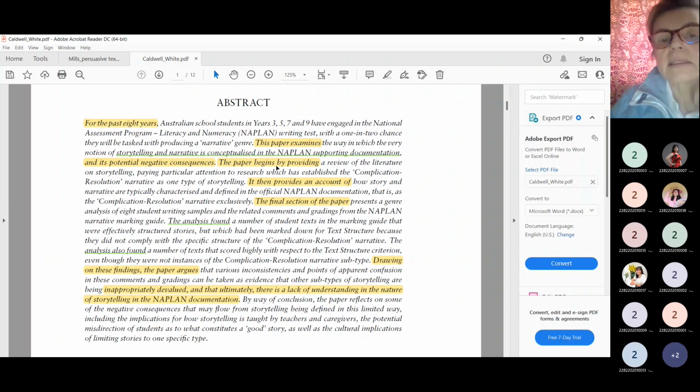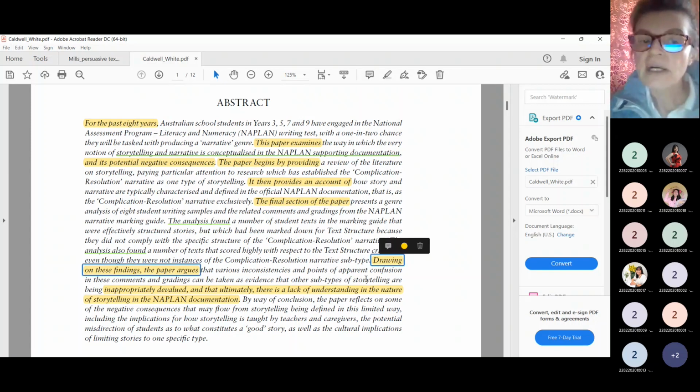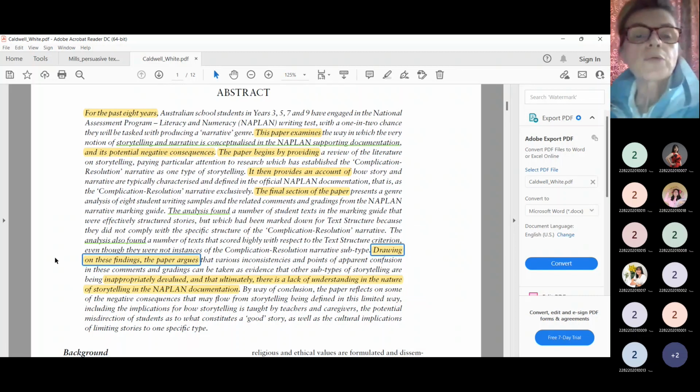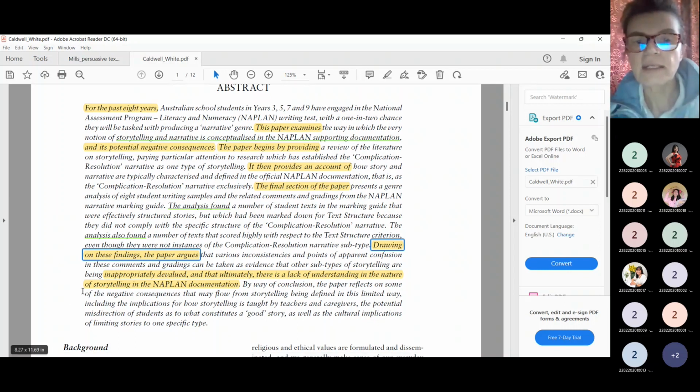Right, so then they say what they've done. They've done this, they've done that. Then, beautifully, this is a developmental stage. Now, look at the way they started the resolution. Drawing on these findings, this paper argues, right? It's a beautiful way to indicate that the development stage of this abstract has finished. Now we move to the next stage, which is the resolution, beautifully indicated.